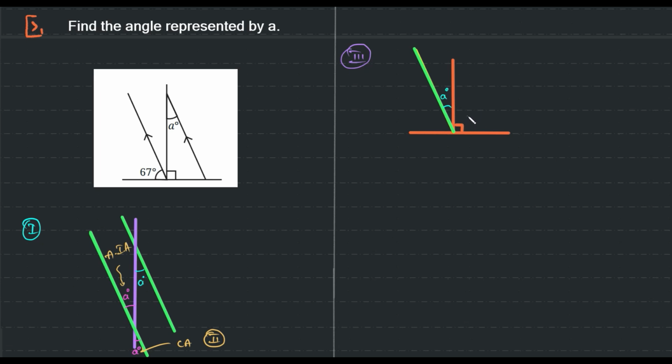What does this mean? Correct, 90 degree. And what is this? I mean, actually, there's no meaning to that. 67 degree. So what's so special about all this? Well, if I add up 67 degree plus A degree plus 90 degree, it should be equal to what? It has to be equal to 180 degree.